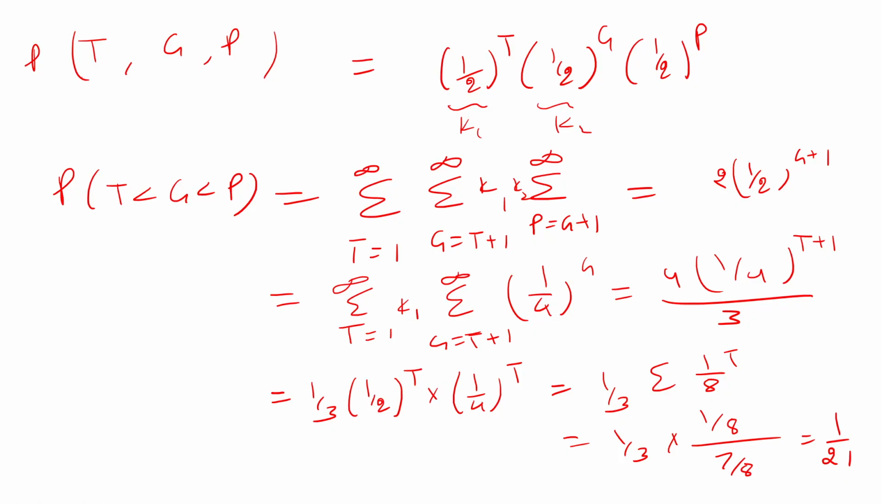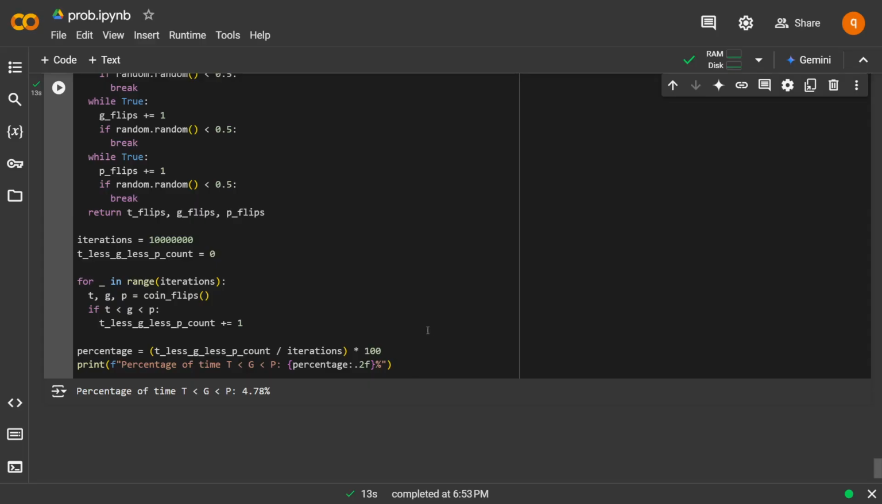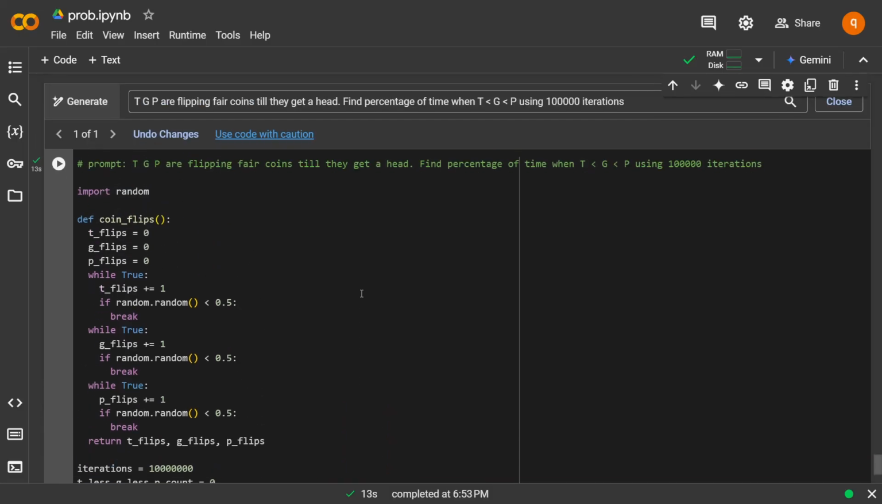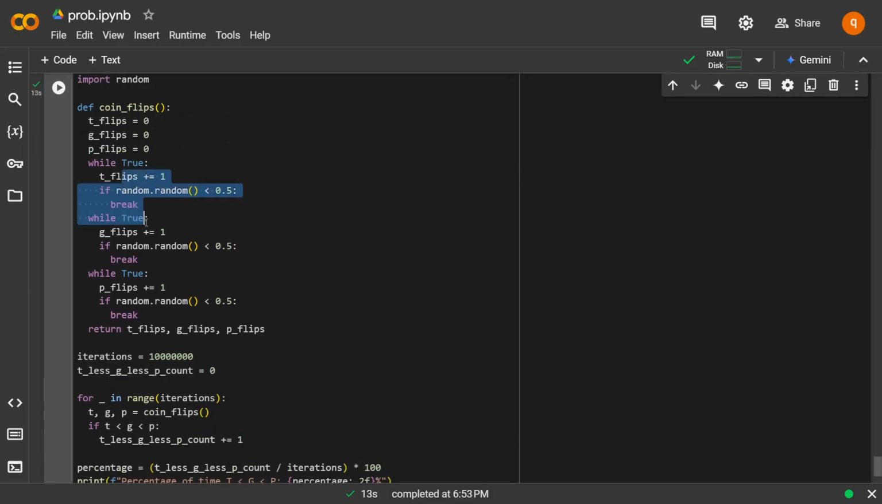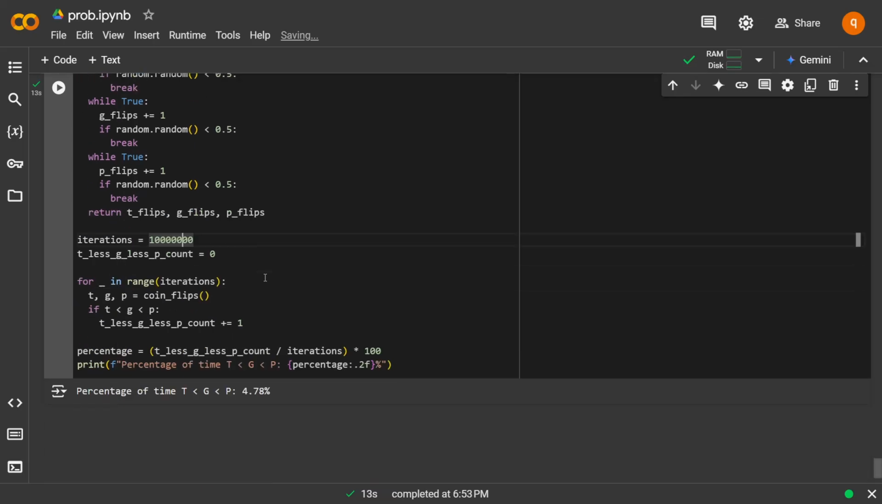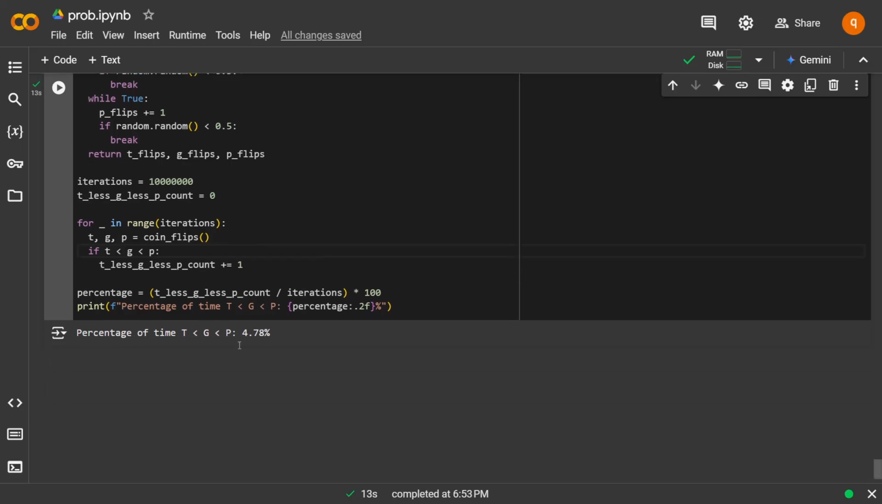And then again we ran the code, and in the code we flipped the coins till we got heads, we ran the iteration 10 million times, and we counted out of those how many had T less than G less than P, and we got 4.7.